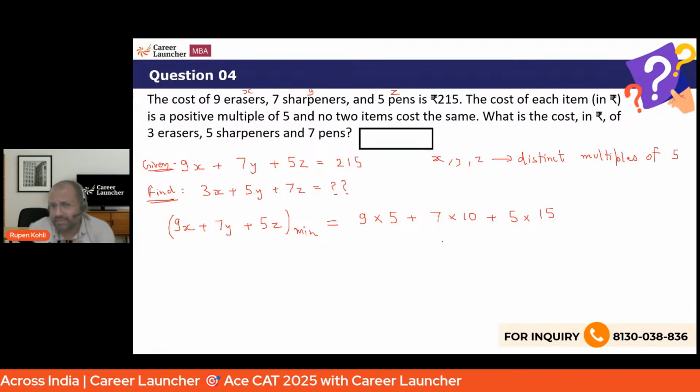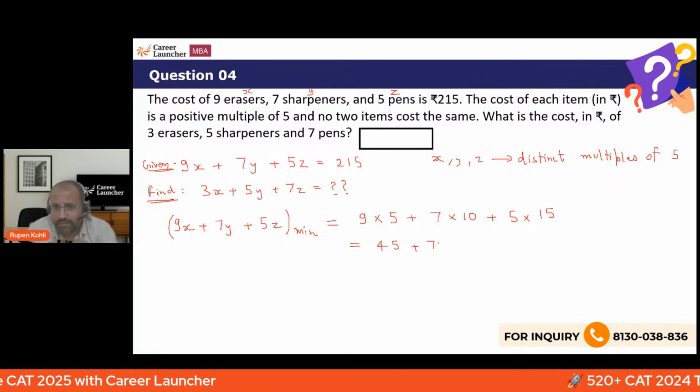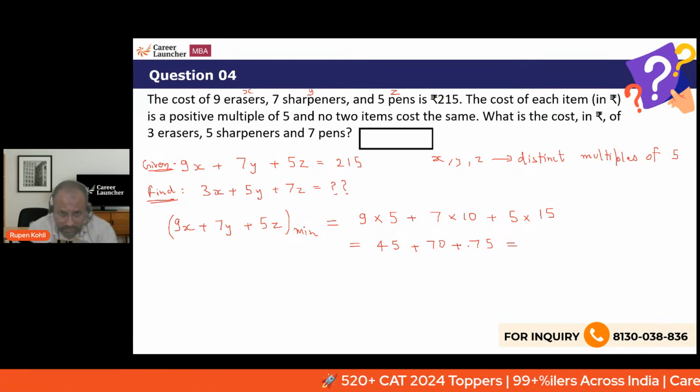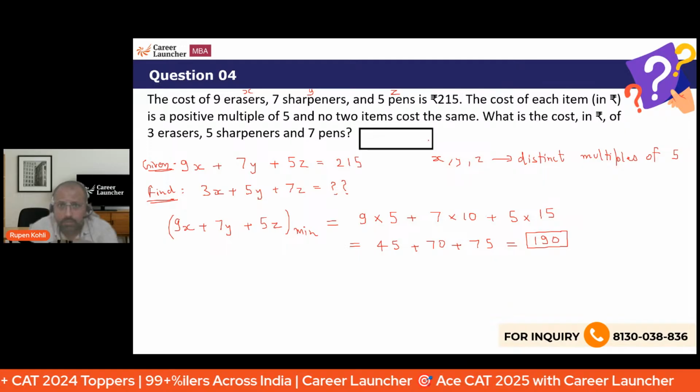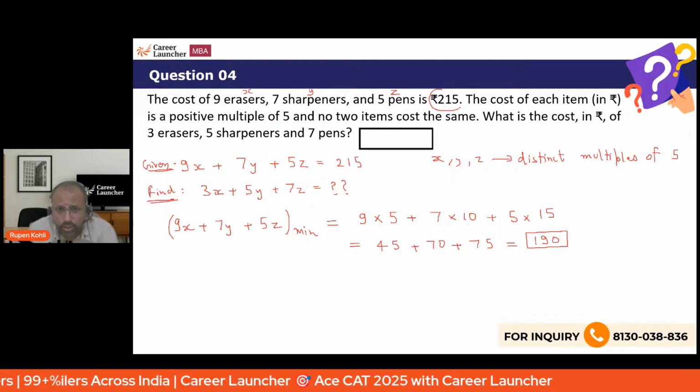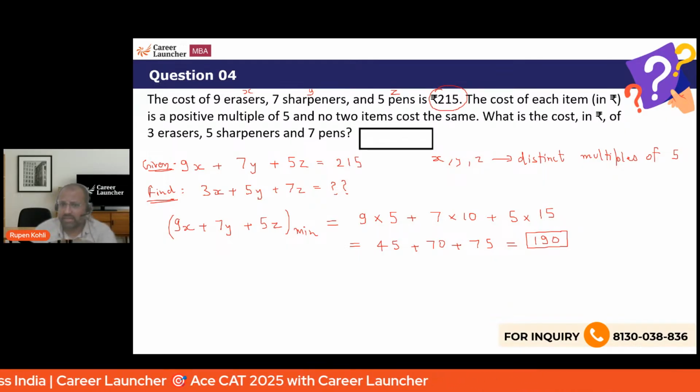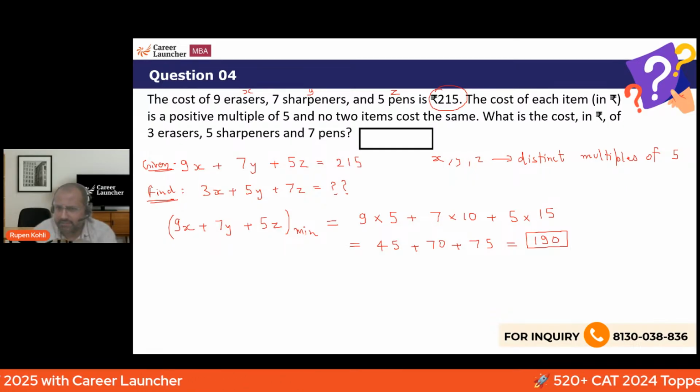So what is this number coming to be? 9 into 5 is 45, then 70, and then 75. 70 plus 75 is 145, and 45 more. So this is 190 rupees. Now you have not spent the minimum amount, but the amount that you have spent is not way beyond that minimum limit. It's just 25 rupees more that you have spent.